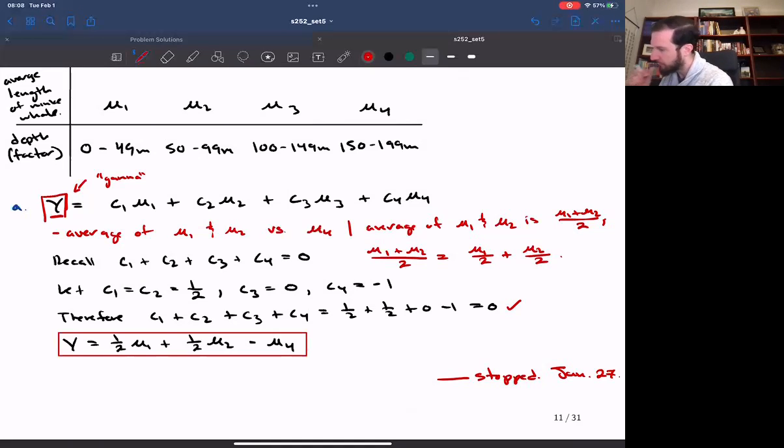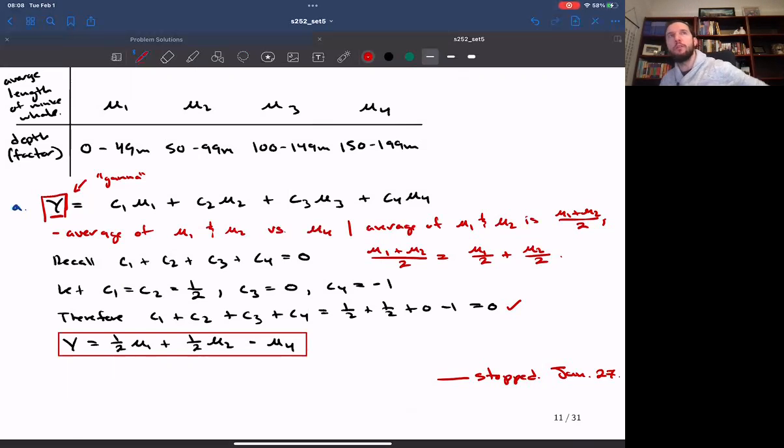All right. So in this situation, we wanted the average of mu1 and mu2. So that leads to C1 and C2 being a half. And then we wanted to compare that to C4. So a half plus a half is 1. So we let C4 be -1. A half plus a half minus 1 is equal to 0, which is what we wanted. So that gives us gamma equals 1/2 mu1 plus 1/2 mu2 minus mu4.